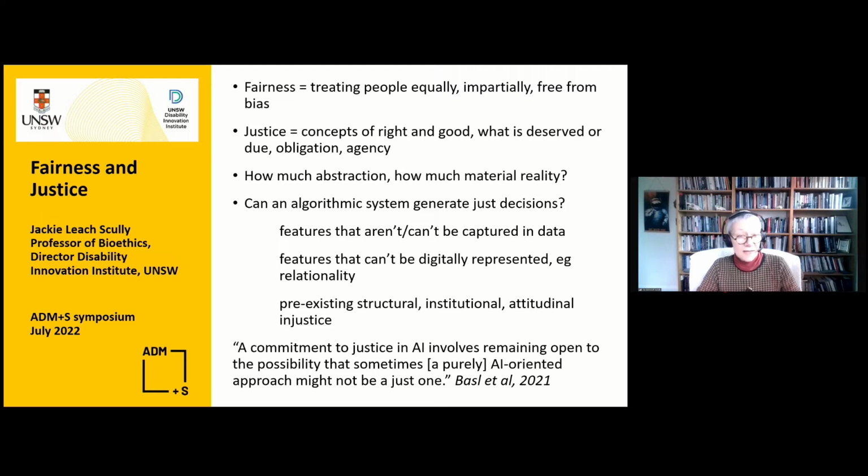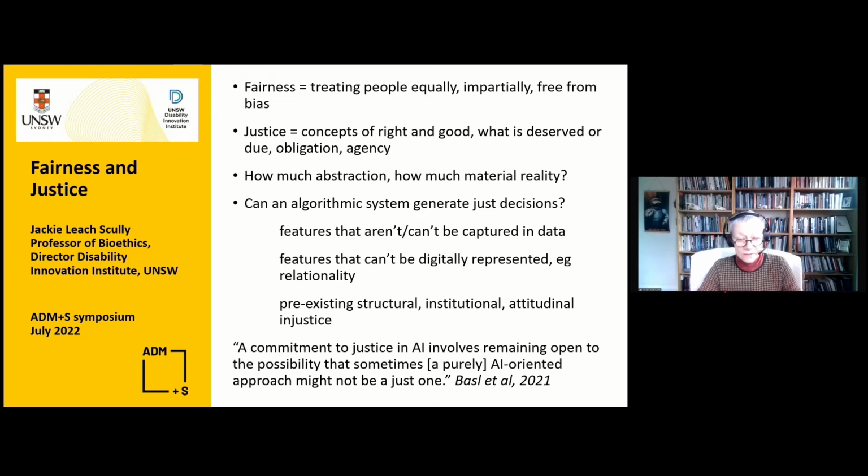Now, fairness, again, as we've heard, is generally taken to mean something like treating people equally in a way that's impartial and in a way that's free from bias. And this might be what we want to aim for in algorithmic decision making. And we've been hearing really good summaries of the different kinds of algorithmic bias and issues of algorithmic bias in the source data or in the processes themselves, with respect to certain populations or certain individuals within populations.